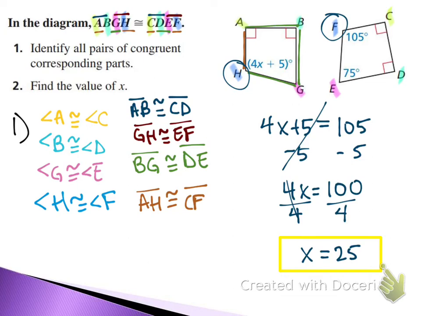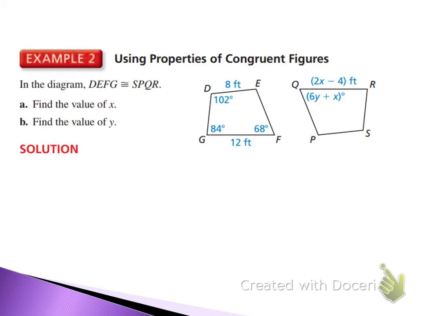Questions, comments, concerns? Wonderful. So again, you have this statement. You don't have to highlight every time. You can read if you want. But I'm going to highlight. We got D and S will be congruent. E and P. F and Q. And then you got G and R.